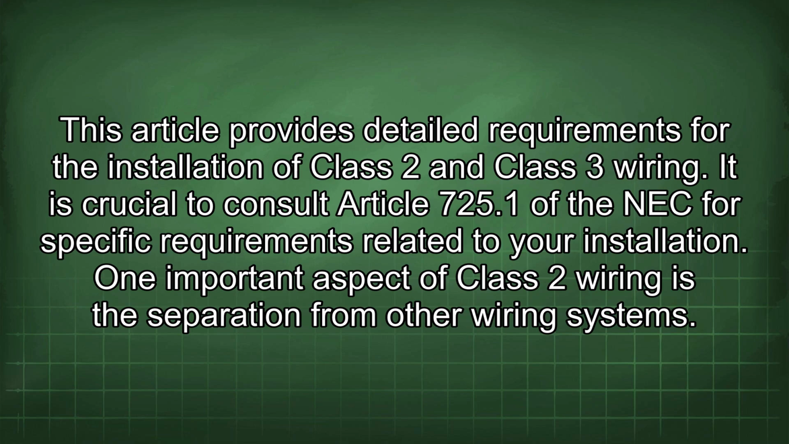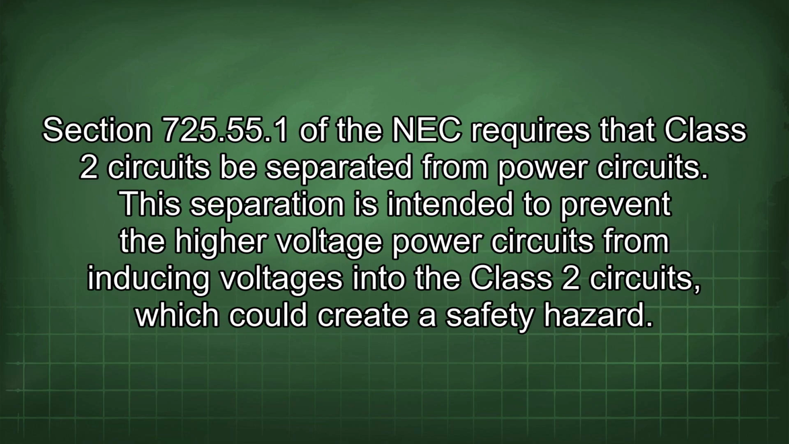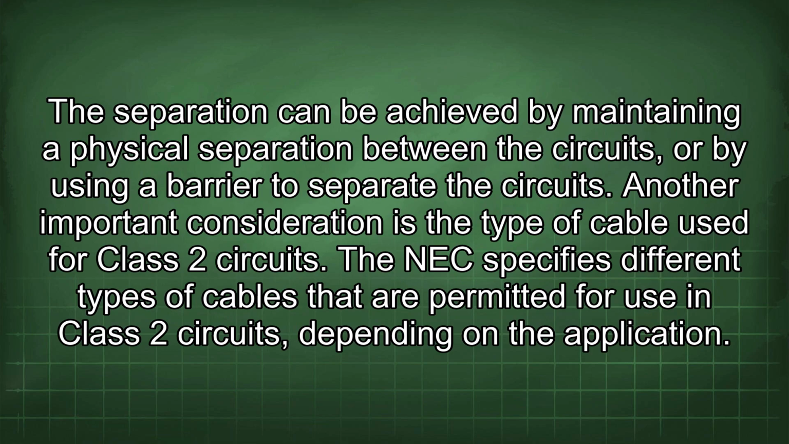One important aspect of Class 2 wiring is the separation from other wiring systems. Section 725.55(1) of the NEC requires that Class 2 circuits be separated from power circuits. This separation is intended to prevent the higher voltage power circuits from inducing voltages into the Class 2 circuits, which could create a safety hazard. This separation can be achieved by maintaining a physical separation between the circuits or by using a barrier to separate the circuits.